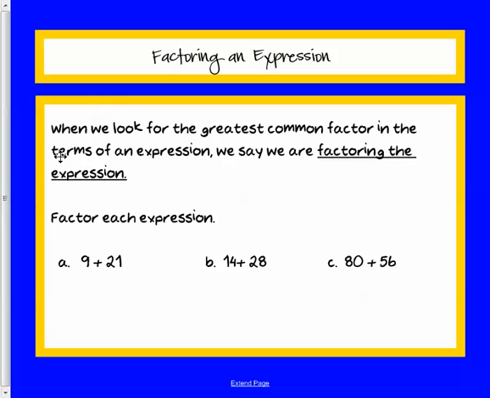Okay. What if we needed to factor an expression? When we look for the greatest common factor in the terms of an expression, we say we are factoring it. So we're trying to figure out what is the greatest common factor between 9 and 21. First, we have to ask ourselves what makes up a 9. Well, 1 and 9 and 3, because 3 times 3 gives us 9. For 21, it's 1 and 21. No 2, but 3 and 7 work. And that's it. So the greatest common factor in this case is a 3.